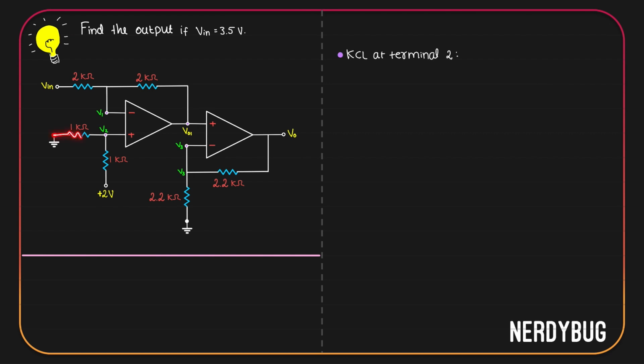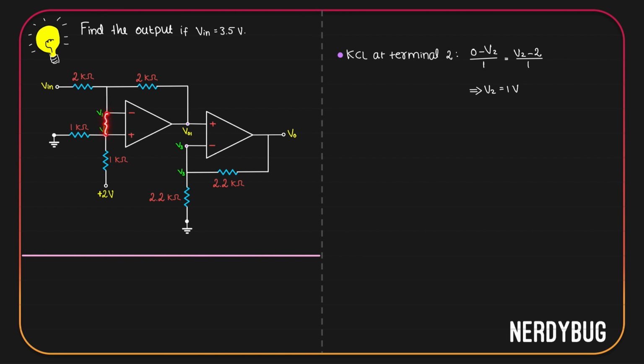Current through the 1 kilo ohm will completely flow through the other 1 kilo ohm. Current through the first one will be 0 minus V2 divided by 1 kilo. Current through the next one will be V2 minus 2 divided by 1 kilo. These two are equal, which means V2 is 1 volt. Now, if V2 is 1 volt, then V1 is also 1 volt.